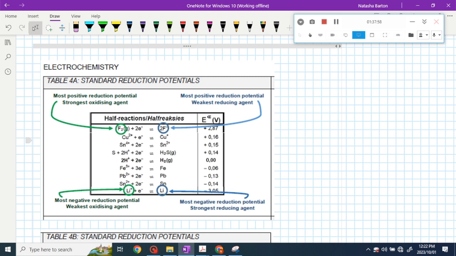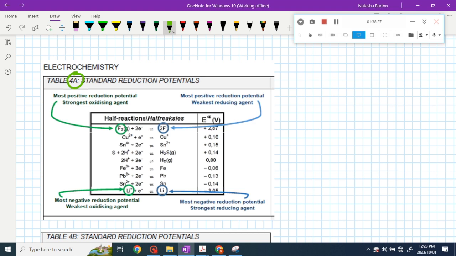IEB learners, if I'm not mistaken, you only get one type of table of standard reduction potentials, and I think it's our table 4B, I think. You guys must just make sure. But if you are doing the CAP syllabus, you get both table 4A and table 4B. Choose one and work with it. So I like table 4A. Apparently it's not common to like table 4A. Most people like table 4B, but I prefer table 4A.